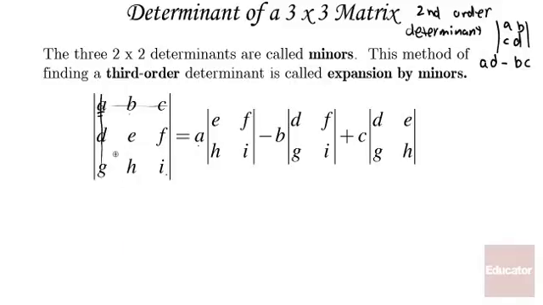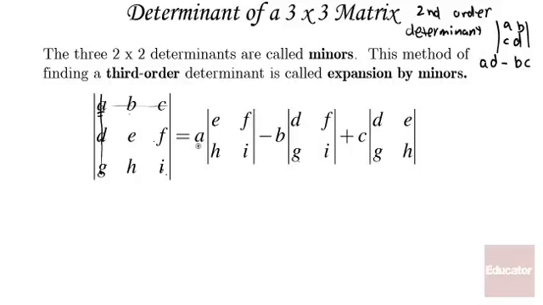Looking at what happened here with B: I eliminated the column that B is in and the row that B is in, which leaves me D, F, G, I right here. For C, eliminate the column that C is in and the row that C is in. That's going to leave me with D, E, G, H.